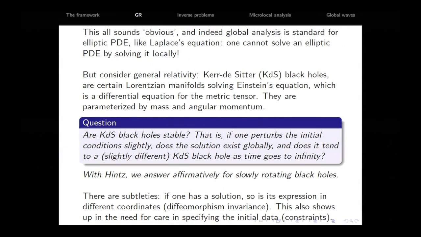And in fact, when you try to solve elliptic partial differential equations, this is what everyone does. You really work globally. You cannot solve an elliptic PDE like Laplace's equation in some big domain by just solving it locally in a subdomain, right? That's not going to give you the solution you want.